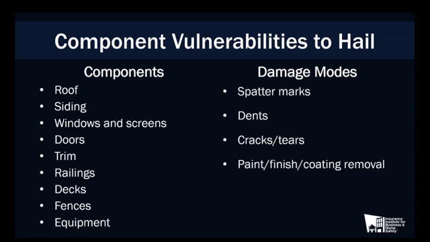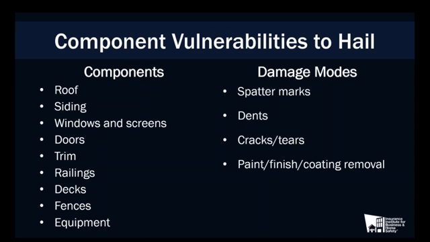If we look at the overall building, the components that are vulnerable to hail is basically any surface. Any surface of the house can be vulnerable to hail. Roof, siding, windows and screens, doors, any trim, railings, decks, fences, and equipment. I think a lot of people don't think about those extra pieces that are part of the property when they think about the hail risk. But decks, fences, equipment, particularly air conditioning equipment and vents on the top of your house, those things are all definitely things that can be damaged by hail. And we've seen it in claim studies and we've seen it in damage investigations.